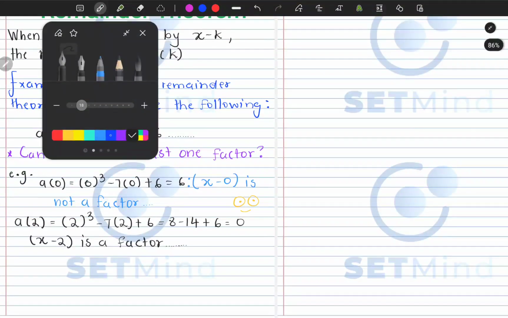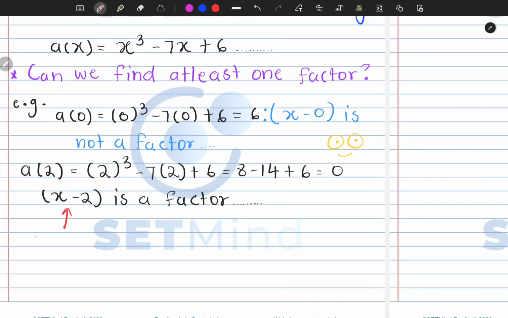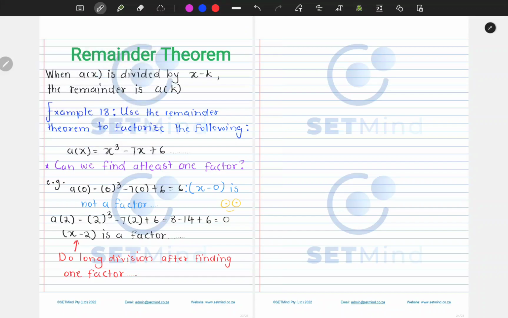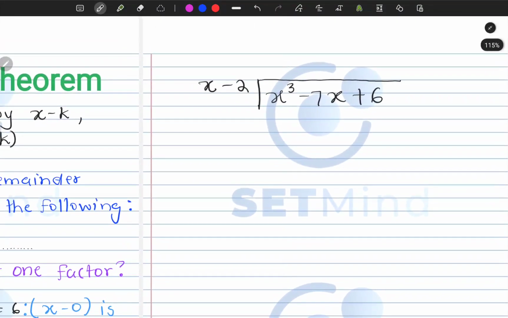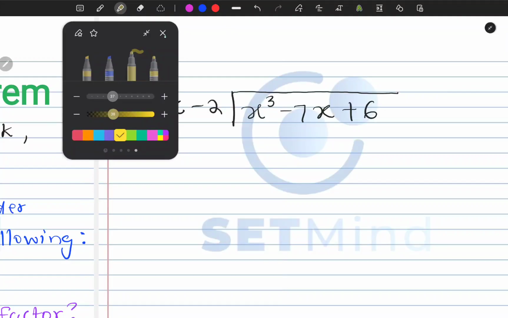Once we find one factor, we can now go and do long division. That is what I would advise: do long division after finding one factor. So let's go ahead and do long division for this problem so that we can factorize it. We saw that x minus 2 is a factor, and this x minus 2 is dividing x cubed minus 7x plus 6. This is why earlier we were learning long division, so that you can easily factorize expressions which appear complex. This will be useful when you do partial fractions.